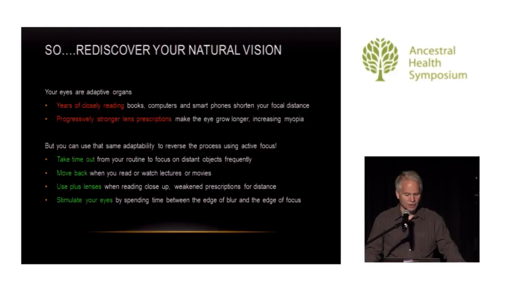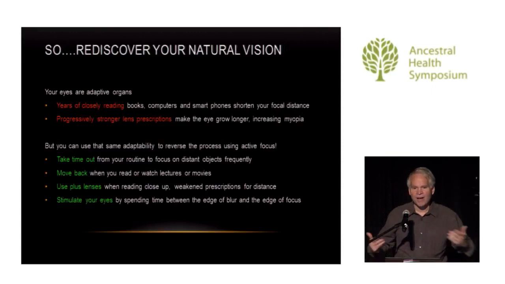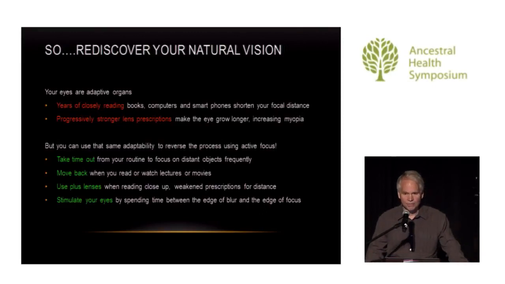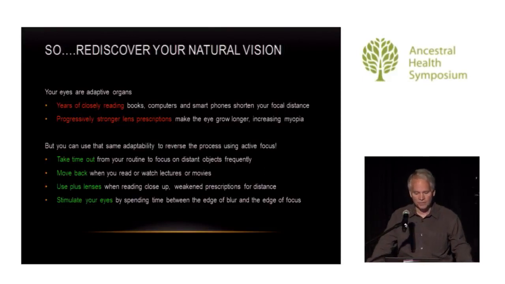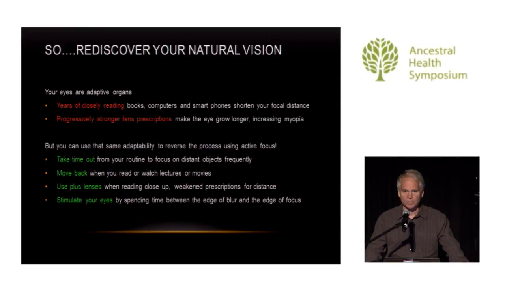You need progressively stronger lens prescriptions to correct that problem, but that only makes your eye get longer and your myopia worse. So reverse the process. Do the opposite, right? Use that same adaptability to reverse the process and use active focus. Take time out from your busy routine, look at distant objects, move back when you read. If you're sitting watching a TV program, sit as far back as you can. If you're in a lecture hall, sit as far back as you can to see everything without your glasses.